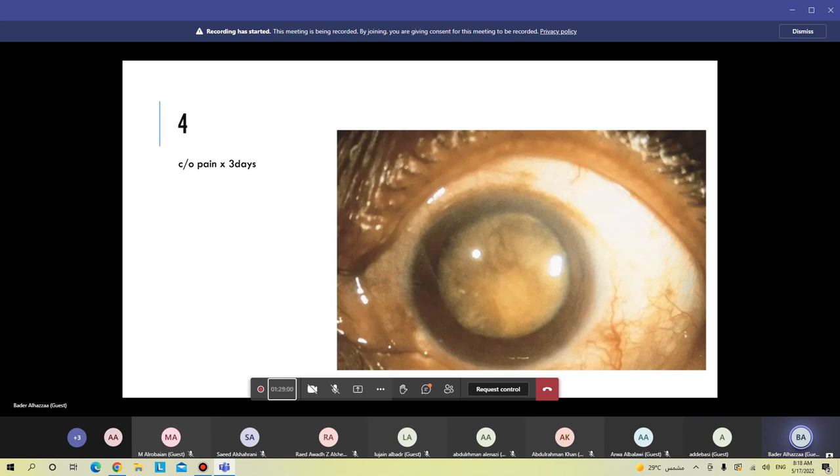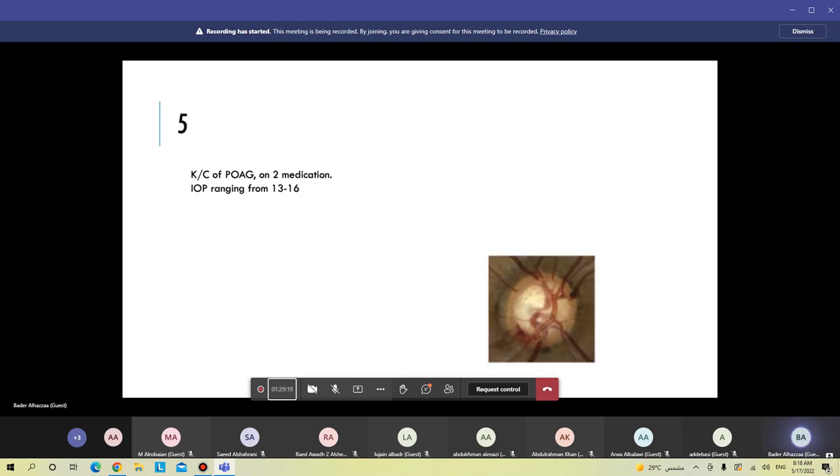You can do, for example, ECP with it, something minimal, but not phaco-trab or ECP-trab in a one-eyed patient like this, unless we are sure that there is damage to the optic disc from before. Okay. Next.